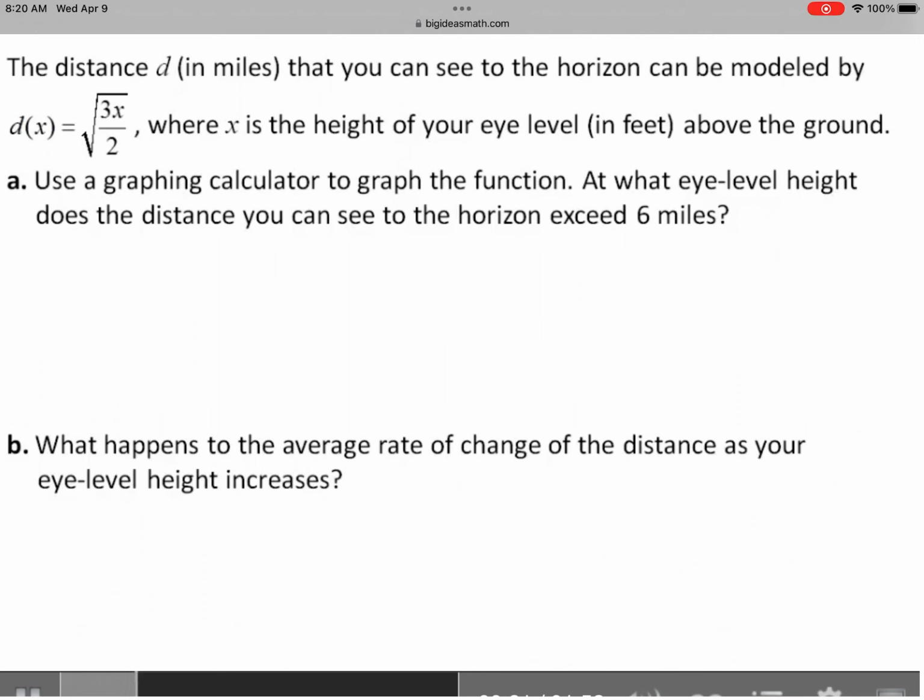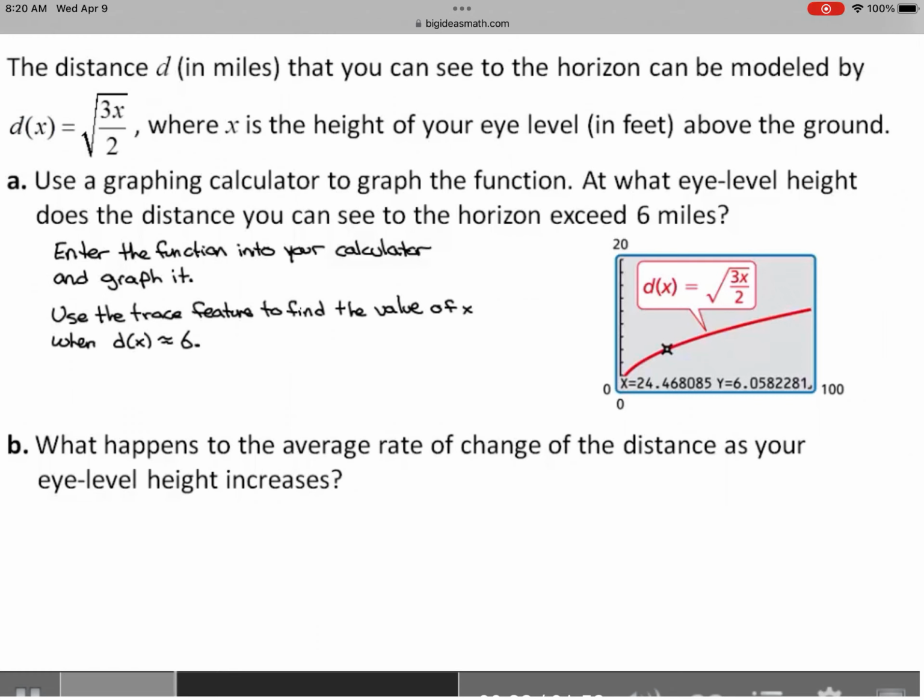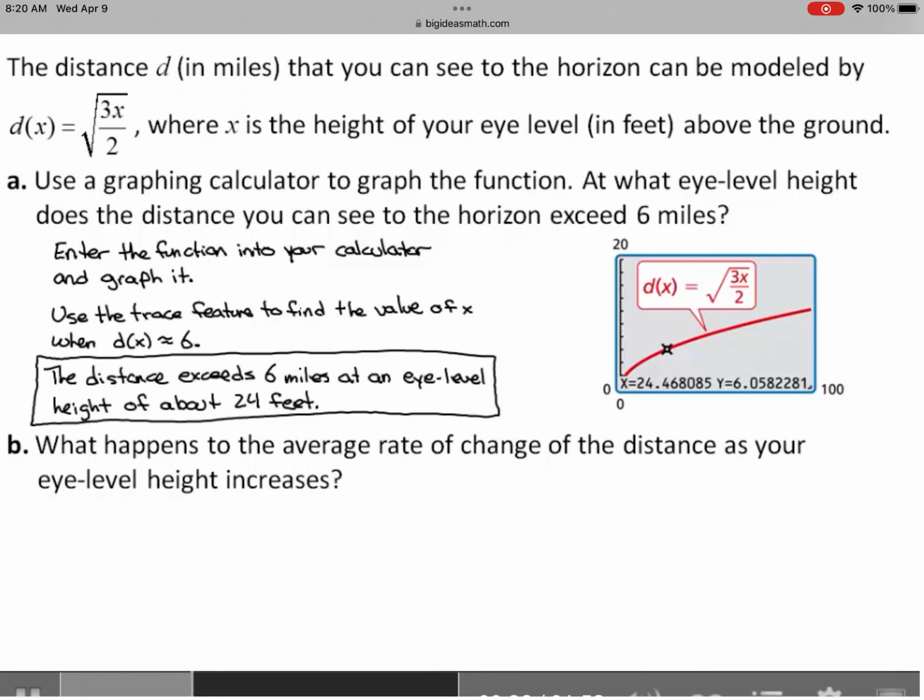To find the eye level height at which the distance you can see to the horizon exceeds 6 miles, find the value of x when d of x is about 6. First enter the function into your calculator and graph it. Then use the trace feature to find the value of x when d of x is about 6. So the distance exceeds 6 miles at an eye level height of about 24 feet.